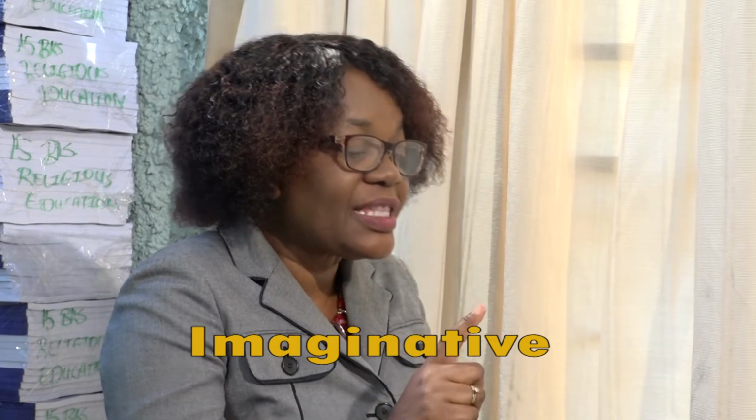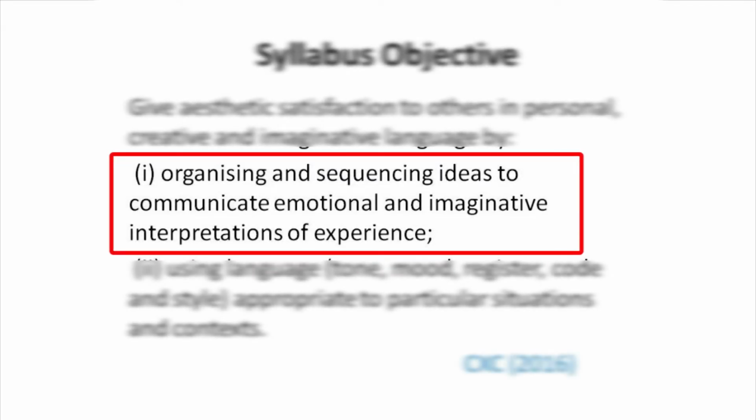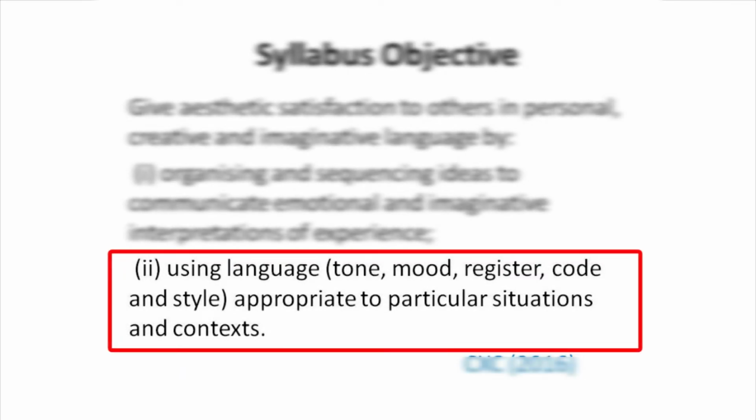And in order to do this, they will be organizing, this is another part of the said objective, organizing and sequencing ideas to communicate emotional and imaginative interpretations of their experiences. Okay. And that's why we spoke about recreating. And using language effectively. So things that they have learned about, such as tone and mood, register, and whether formal or informal register, the code and the style, using language for specific purposes and audiences.